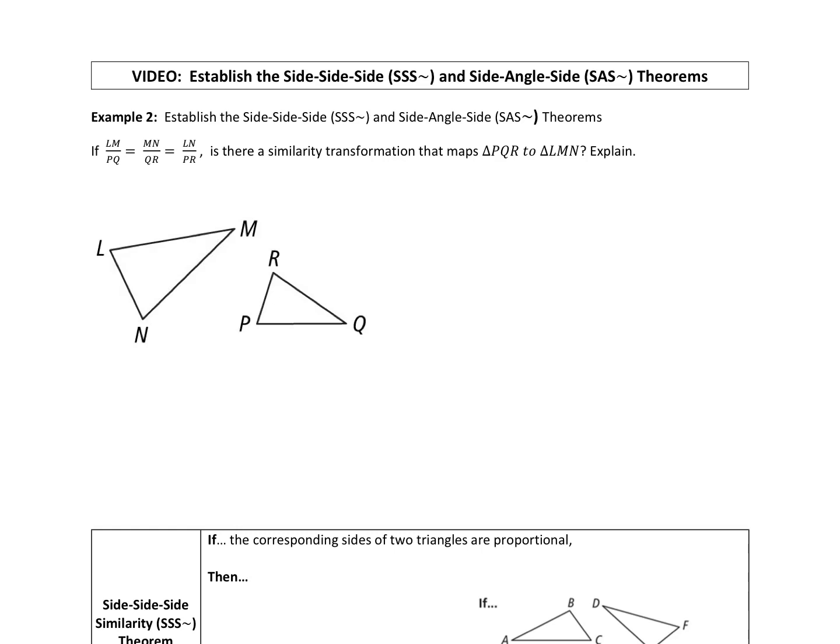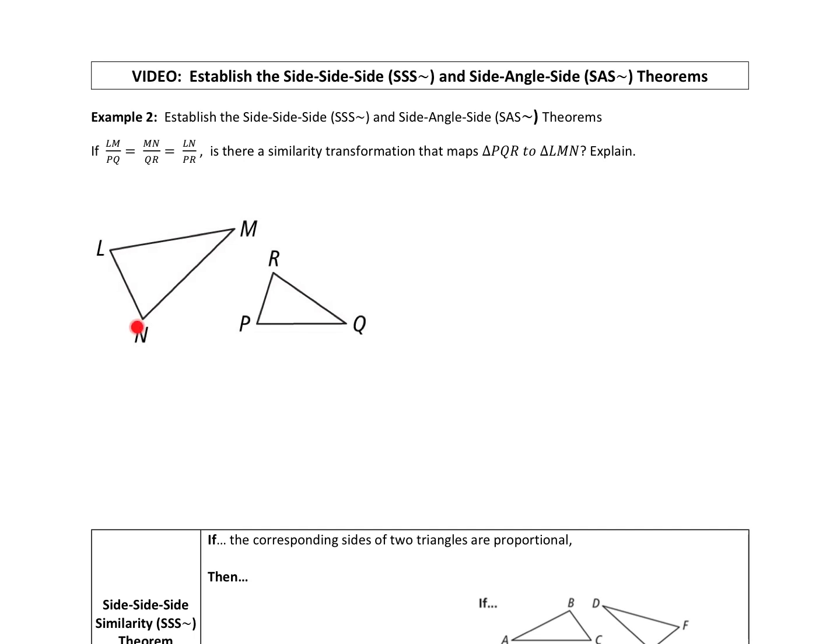All right, next we're going to take a look at one other similarity theorem, and then we're just going to include one at the end here. So we have a side-side-side similarity theorem and a side-angle-side similarity theorem. So let's take a look at how the side-side-side similarity theorem works first.